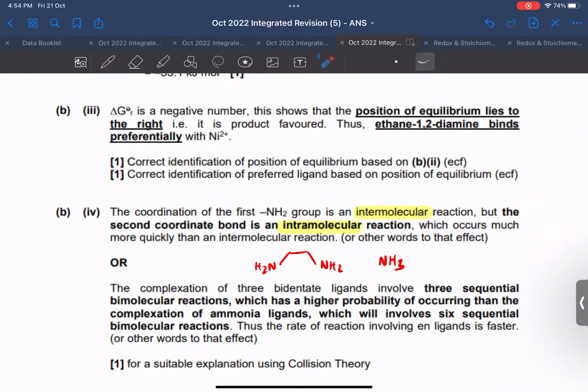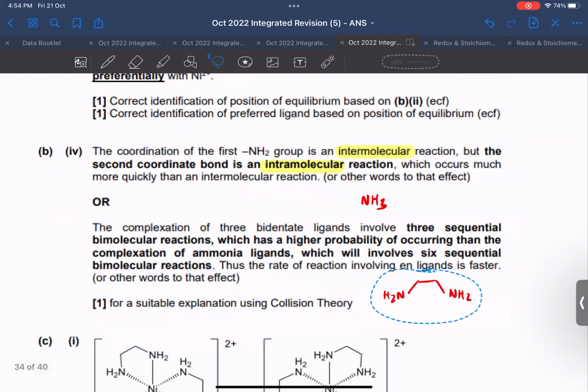The bidentate ligand, to bind the first amine, it is intermolecular because it's across 2 different molecules. But then the moment the first one is bound, the second one is much easier to bind because it is now an intramolecular reaction. It is now happening within the same molecule. It's not across 2 different molecules. Can you see that? Let me just draw it over here. Let's just say this is the central metal, it can be cobalt or whatever.